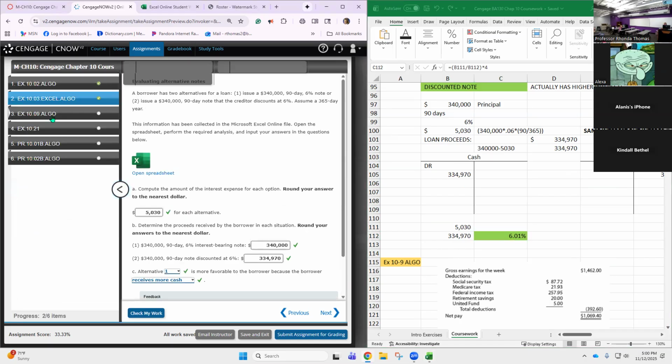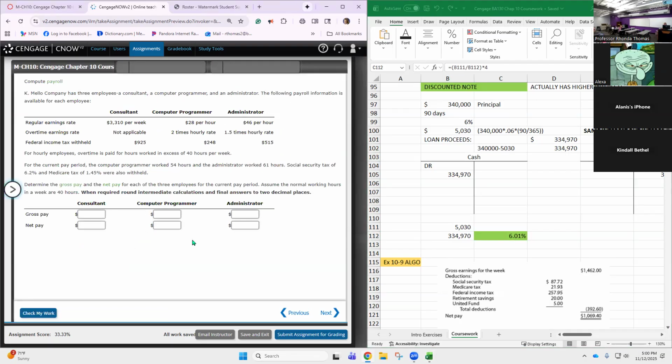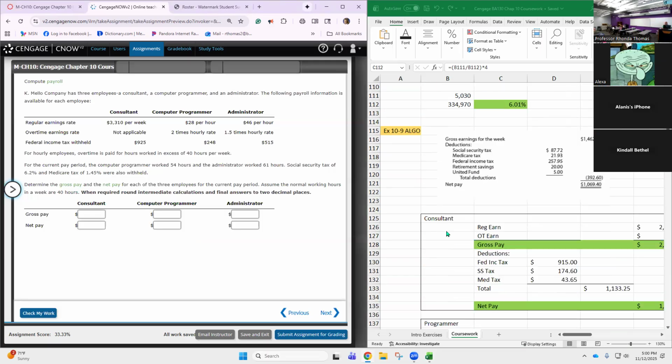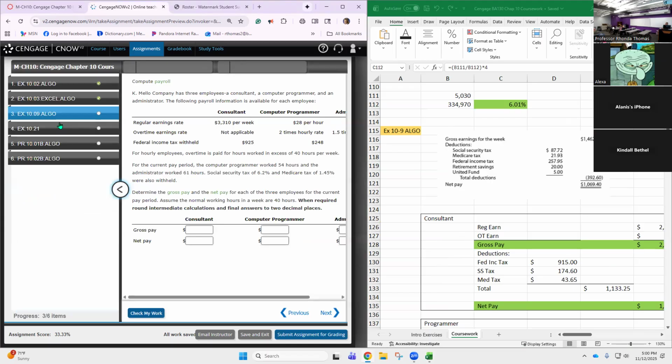All right, here's kind of my favorite thing to do: payroll. This is a good chapter for all of us because most of us get a paycheck, and we need to understand how paychecks work. So I'm going to put this up here. This is number 9.